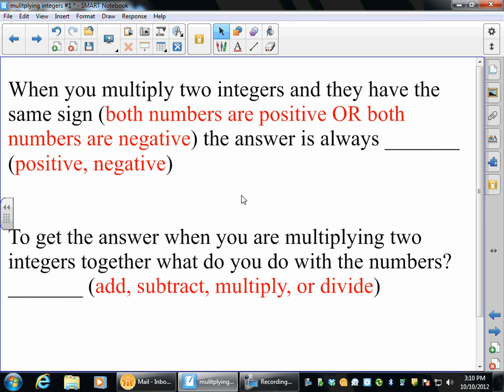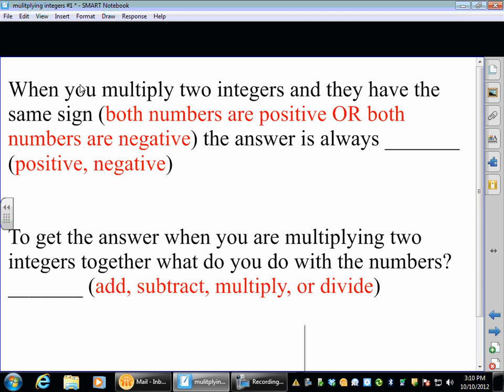So today we're going to focus on when the two integers have the same sign. In other words, both of the numbers are positive or both of the numbers are negative. Tomorrow we'll worry about when they have different signs.